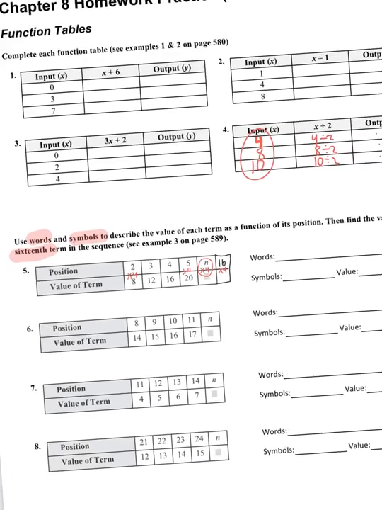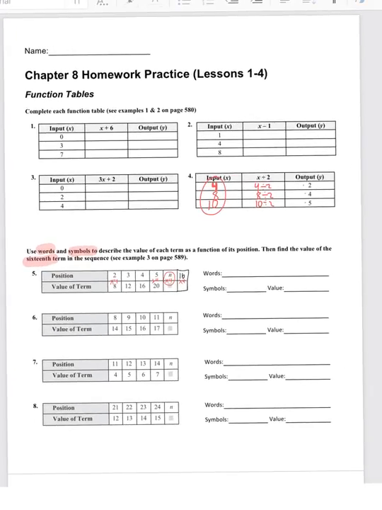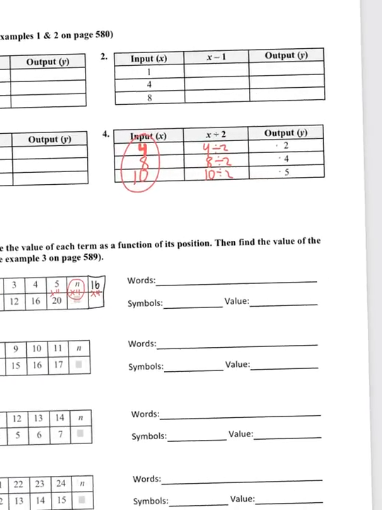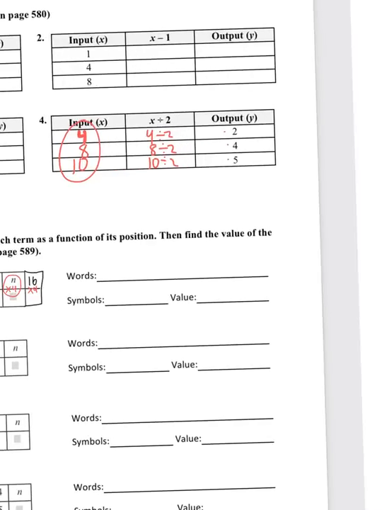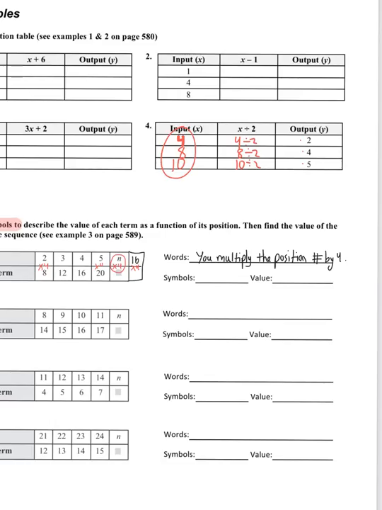So let's go back to words. I know it sounds complicated when it says to describe the value of each term as a function of the position. What they just want to know is what you are doing to the position number to get the term. So for this, I'm just going to say you multiply the position number by 4. Let me pause it and write that. Okay, so that's words. You multiply the position number by 4.